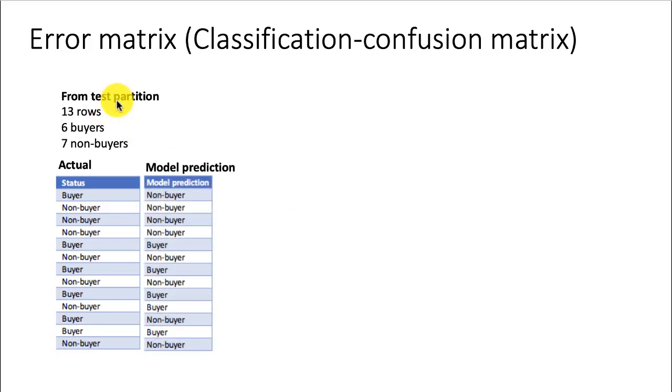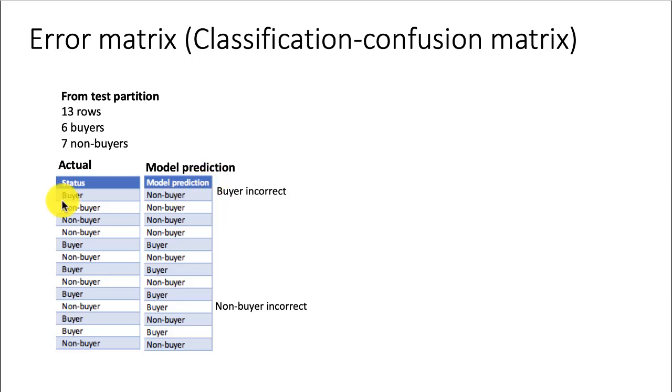And we see that this is from the test partition. There are 13 rows. It so happens that there are 6 buyers and 7 non-buyers out of the 13 rows. Now from the previous slide, we saw that we applied the model to the test partition, and the model came out with its own predictions. And we saw, of course, that 3 of those predictions are actually wrong. So now, in order to give a quantitative estimate of the quality of the model, we create what is called the error matrix.